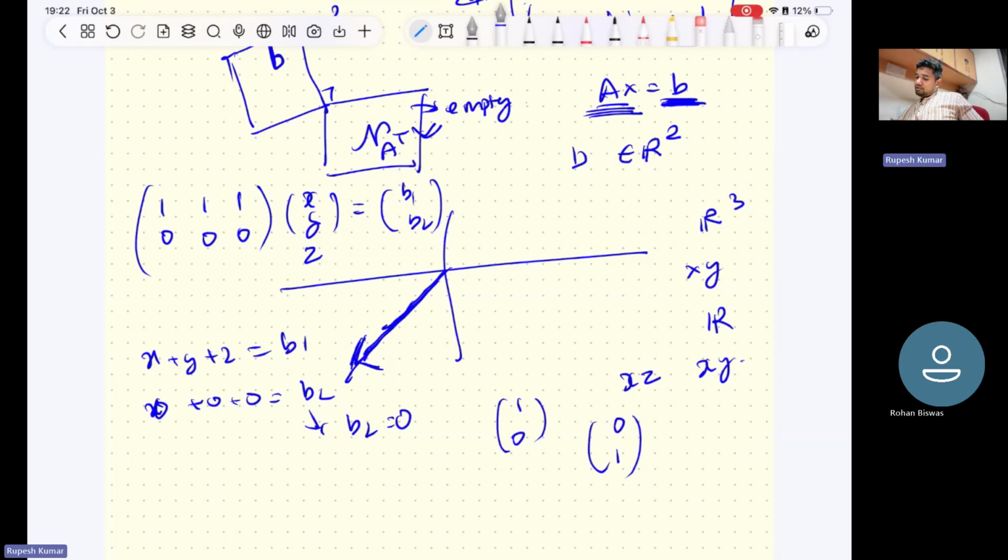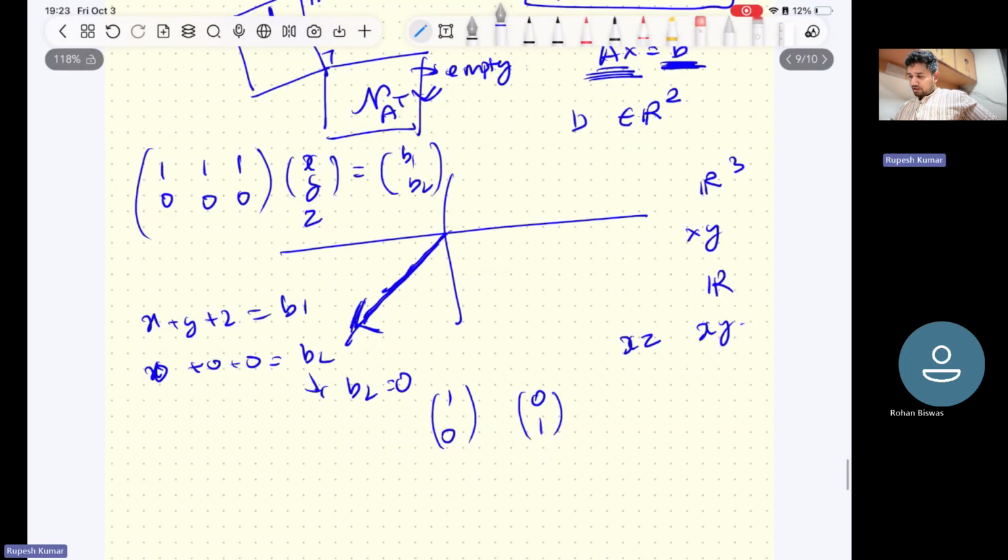Oh, sorry, null space is in the input space, right? That's why we're looking at the left null space, right? Column space and null space will be the input space, and then left null space will be 0, 1, right? And the range space is 1, 0.